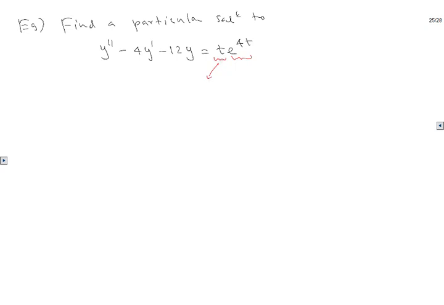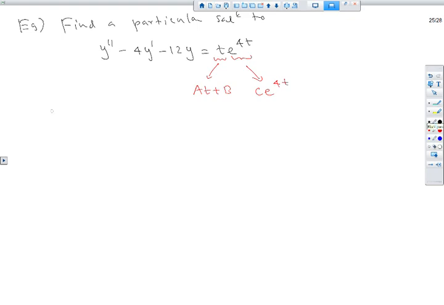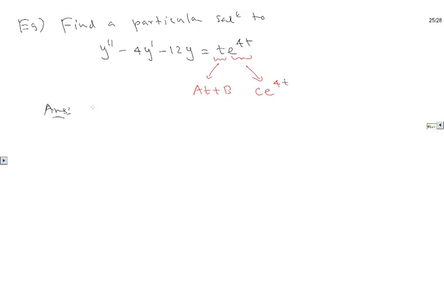For t, that's a degree 1 polynomial, so it has to be at plus b. And the next one is e to the 4t, so this is c e to the 4t. Now what you do is multiply the two. So we're going to try y_p, which is equal to the product of the two: (at plus b) times c e to the 4t. But that's what you get by the theory.